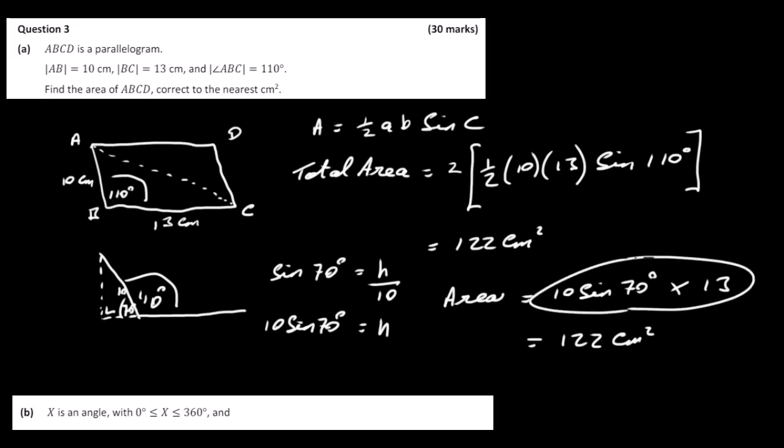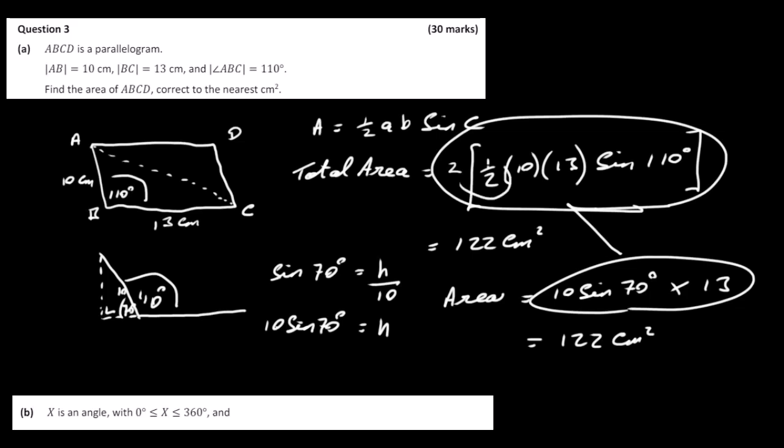But this here is exactly the same as this up here, because 2 times a half just gives you 1, and you're left with 10 times 13 sine 110. And because 110 is in the second quadrant, and sine is positive in the second quadrant, you're going to get the same result for sine 70 and sine 110. But anyway, either way is fine. Let's move on to part B.